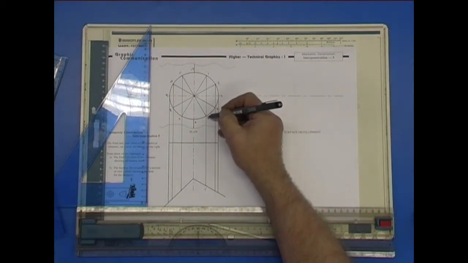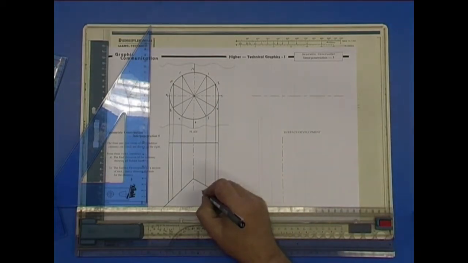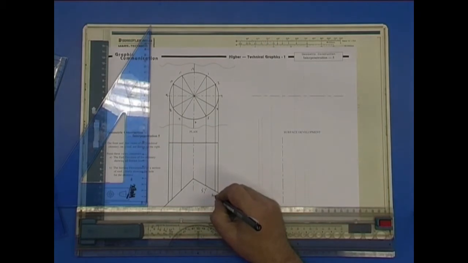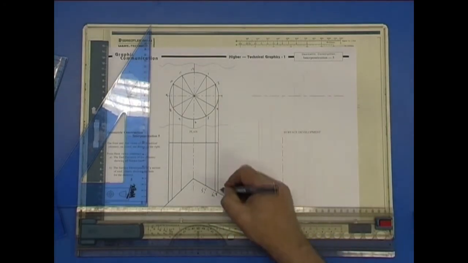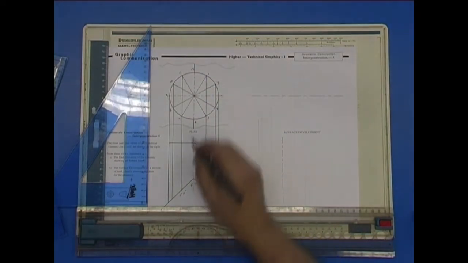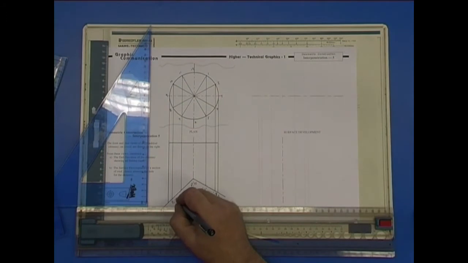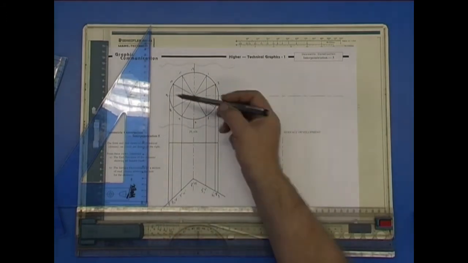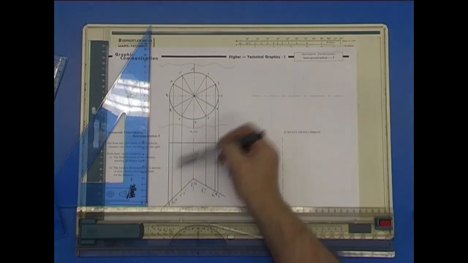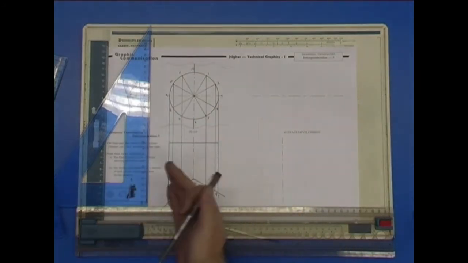5, as the nearest does, so it's 5 dash 1. Down that line, 4 dash, 2 dash, and 3 on its own, which basically means that's nearest us. So what I've done is I've drawn those lines on the surface of the cylinder.